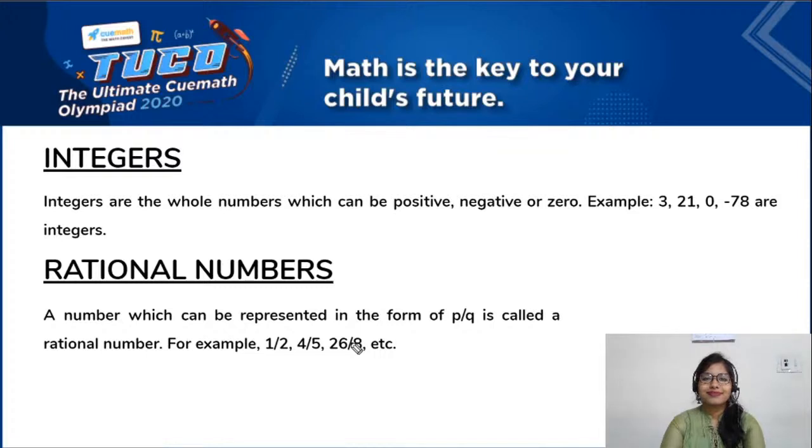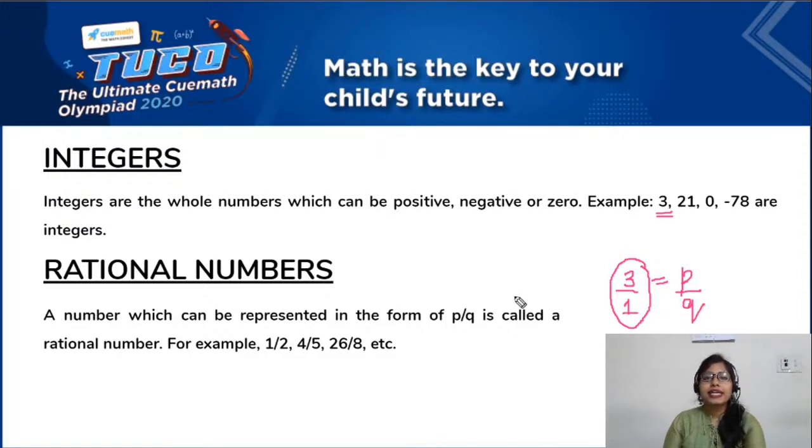Can I say that every integer is a rational number? Let's see. Any responses? Well, yes, every integer is a rational number because every integer can be represented in the form of p upon q. Let's say 3. I could say 3 can also be written as 3 upon 1. So whenever you have an integer, the denominator could be assumed to be 1, and therefore this could be expressed in p upon q format.